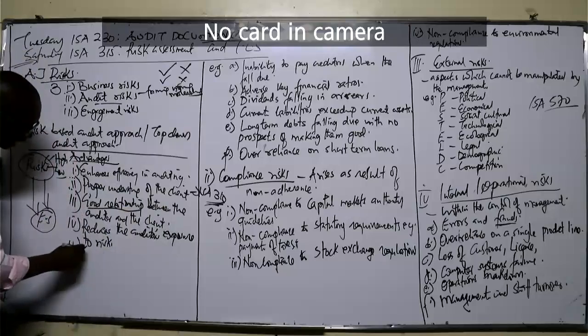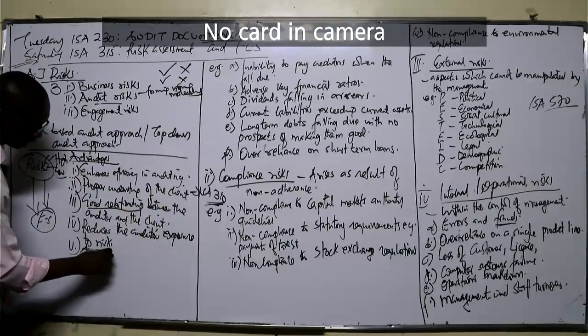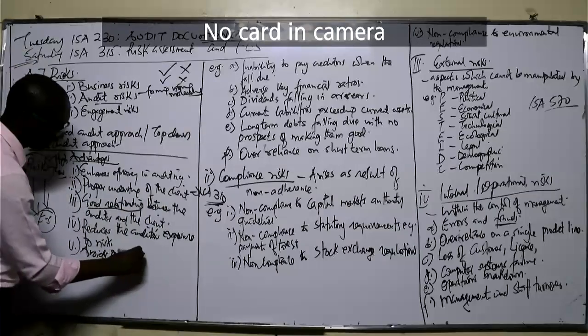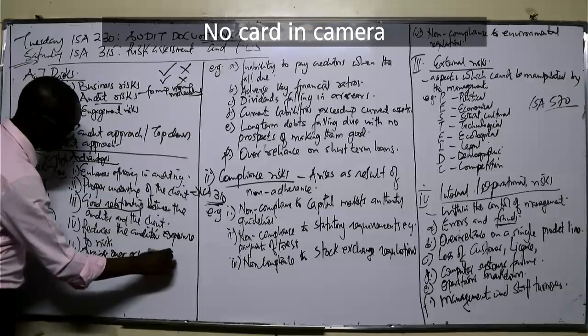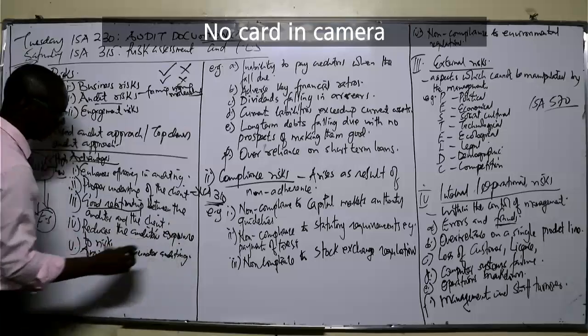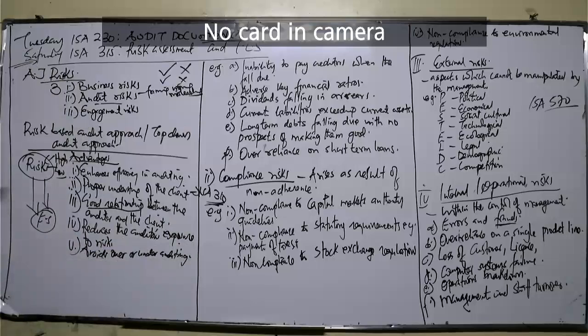Well, number five, avoids over or under auditing. Over auditing is doing more than what is required. Under auditing is doing less than what is required. By identifying the high risk areas, you know you need to concentrate most here because it's a high risk area. Low risk areas, you need not waste a lot of time on them. So you avoid over auditing or under auditing.